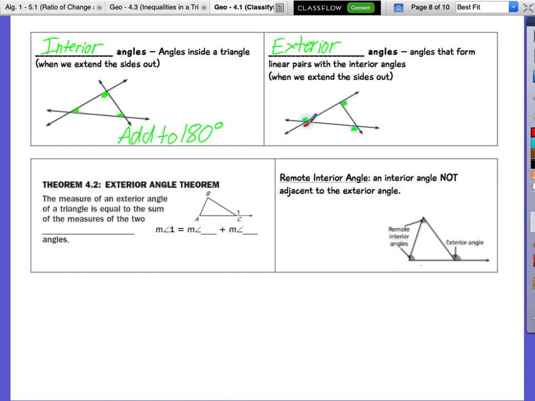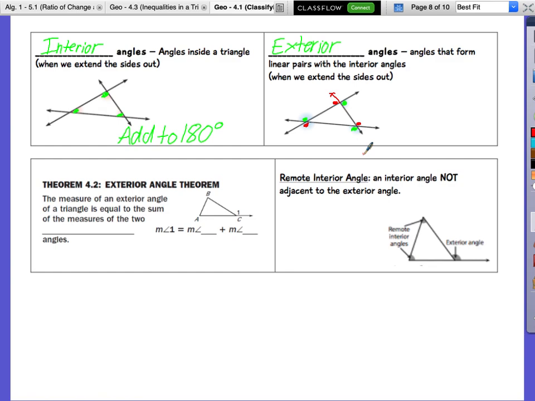You can also do this red one, and if we were to extend this way, this red one as well. Because you can do the three reds or the three greens. You can do either of them, but you can't mix them.